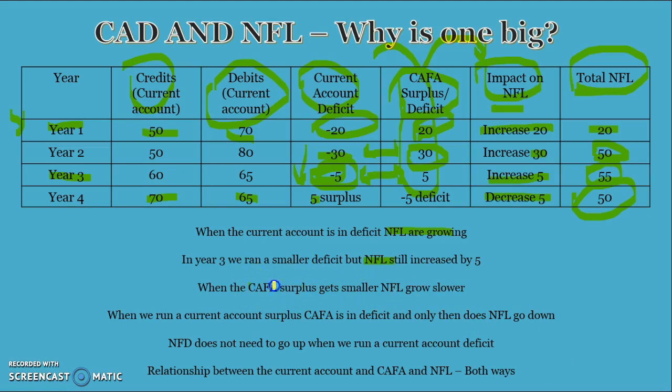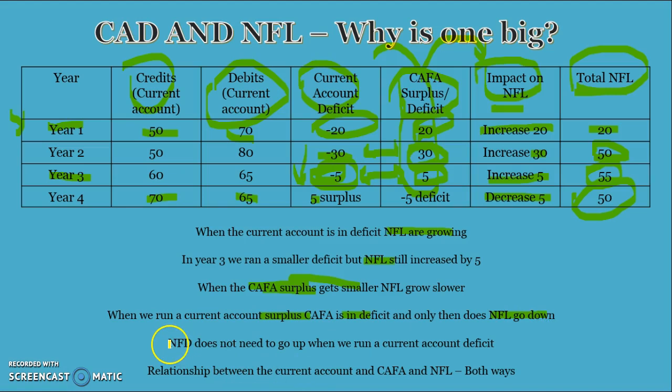When the CAFA is in surplus, and the surplus in the CAFA gets smaller, so here in year 3 it was a lot smaller than year 2, that just means net foreign liabilities are growing slower. When the CAFA surplus increases, it means net foreign liabilities are growing faster. When we run a current account surplus, CAFA is in deficit, and that's when net foreign liabilities will go down.